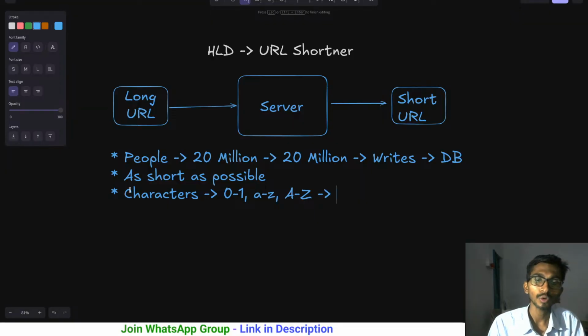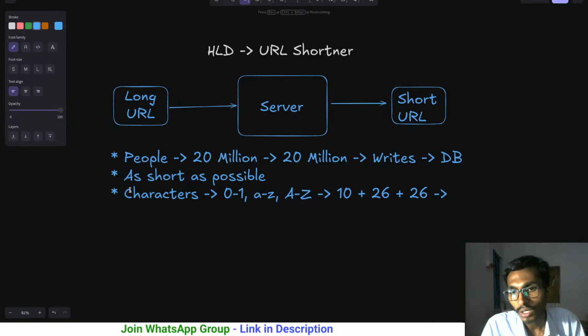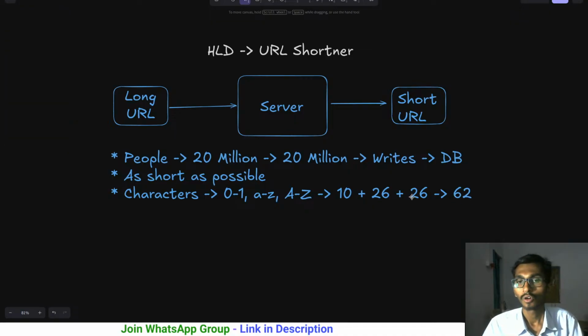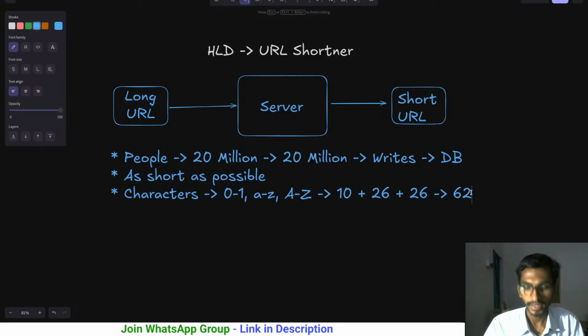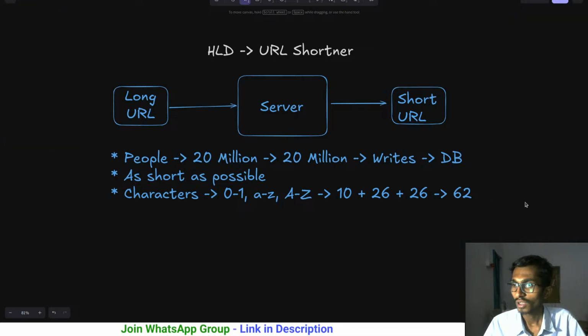If I talk about the numbers, 0 to 9 is 10, plus A to Z 26, plus 26, that's around 64. Actually, 26, 26, 52, 62 actually. Okay, so these many characters we can actually use. So this particular thing is done as well. So we have gone through this.